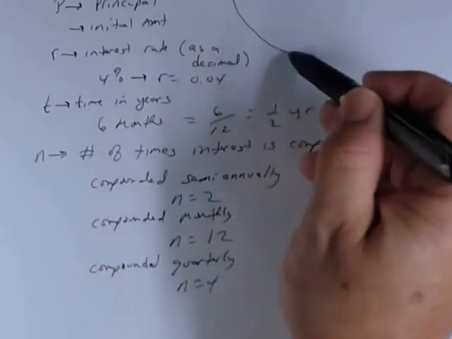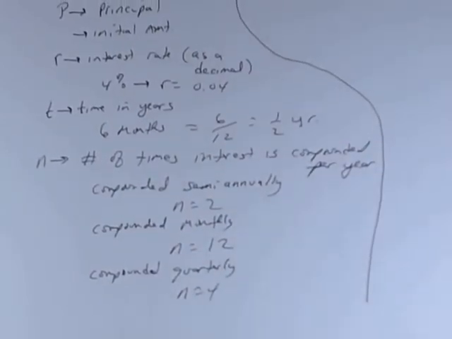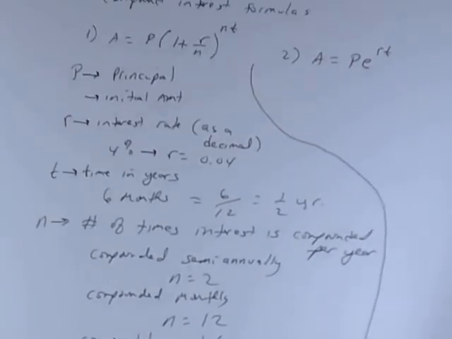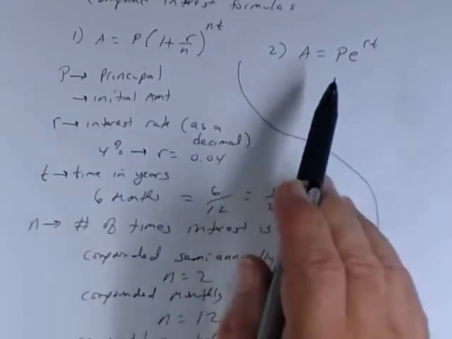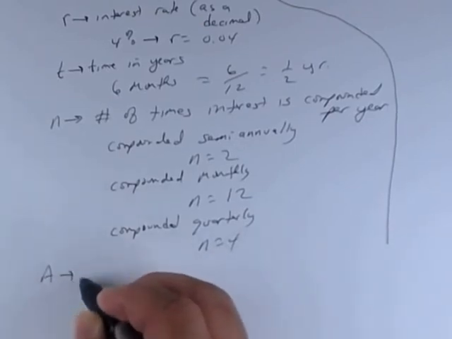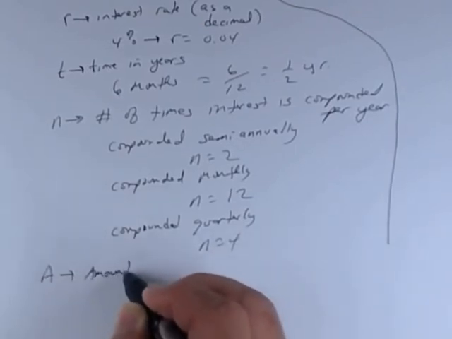Okay? Now that's all for this first formula. And A stands for the amount you end up with. So A is the amount you end up with.